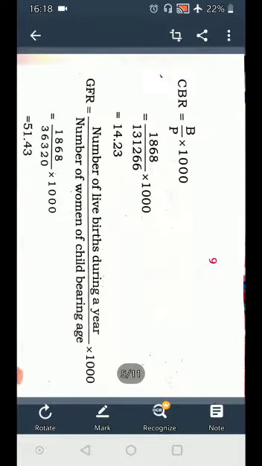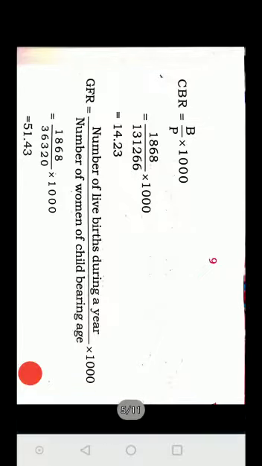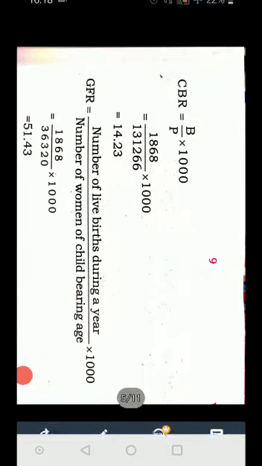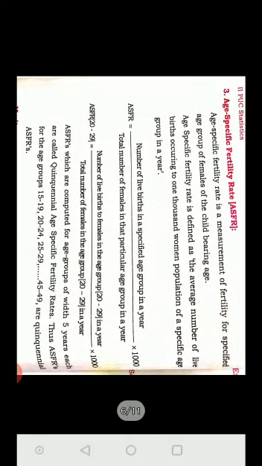So this particular example is taken specifically to clear the doubt between calculating crude birth rate and general fertility rate. So remember, for crude birth rate, you are taking the male population as well as the female population. But for general fertility rate, you're only considering the female population of the childbearing age, that is 15 to 49. Hope the doubt is clear to all of you, my dear children. So with this we finish general fertility rate.